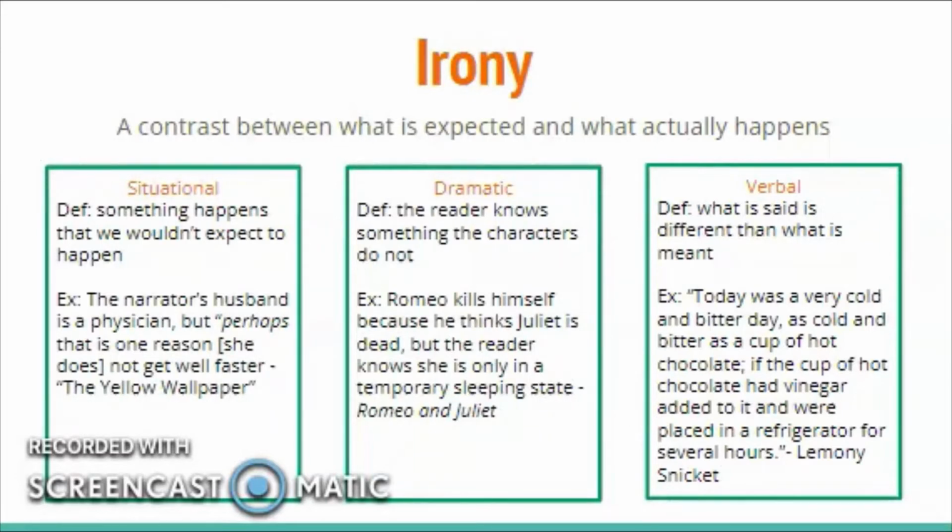Next, we're going to talk about situational irony. We'll encounter this in the text that we read as well. This is when something happens that we wouldn't expect to happen. An example here is from the Yellow Wallpaper.